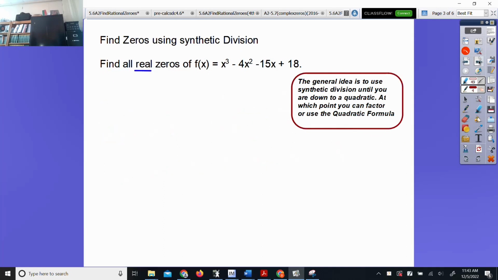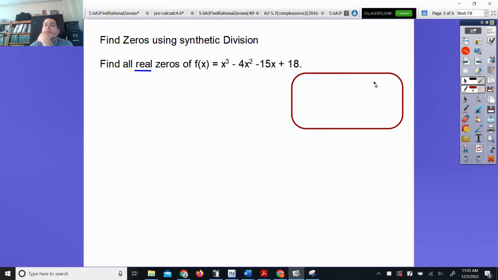Find zeros using synthetic division. Find all real zeros of f of x equals x cubed minus 4x squared minus 15x plus 18. And I've got your goal there in that little circular rectangle. The general idea is to use synthetic division until you're down to a quadratic, at which point you can factor or use a quadratic formula.